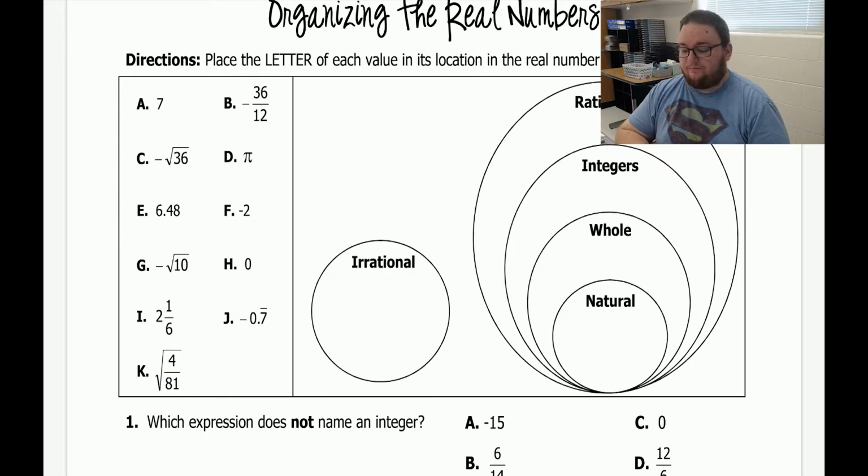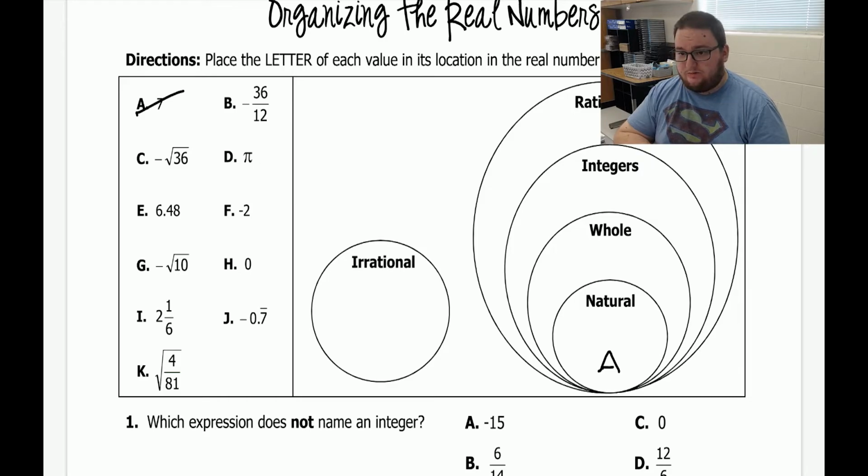So 7. I can imagine 7 things, so I know it's going to be in the natural numbers. So I'm going to take A and put it down in the natural numbers. And then just to help myself keep track, I'm going to mark through A, just so I don't use it again. Then I'm going to look at B.